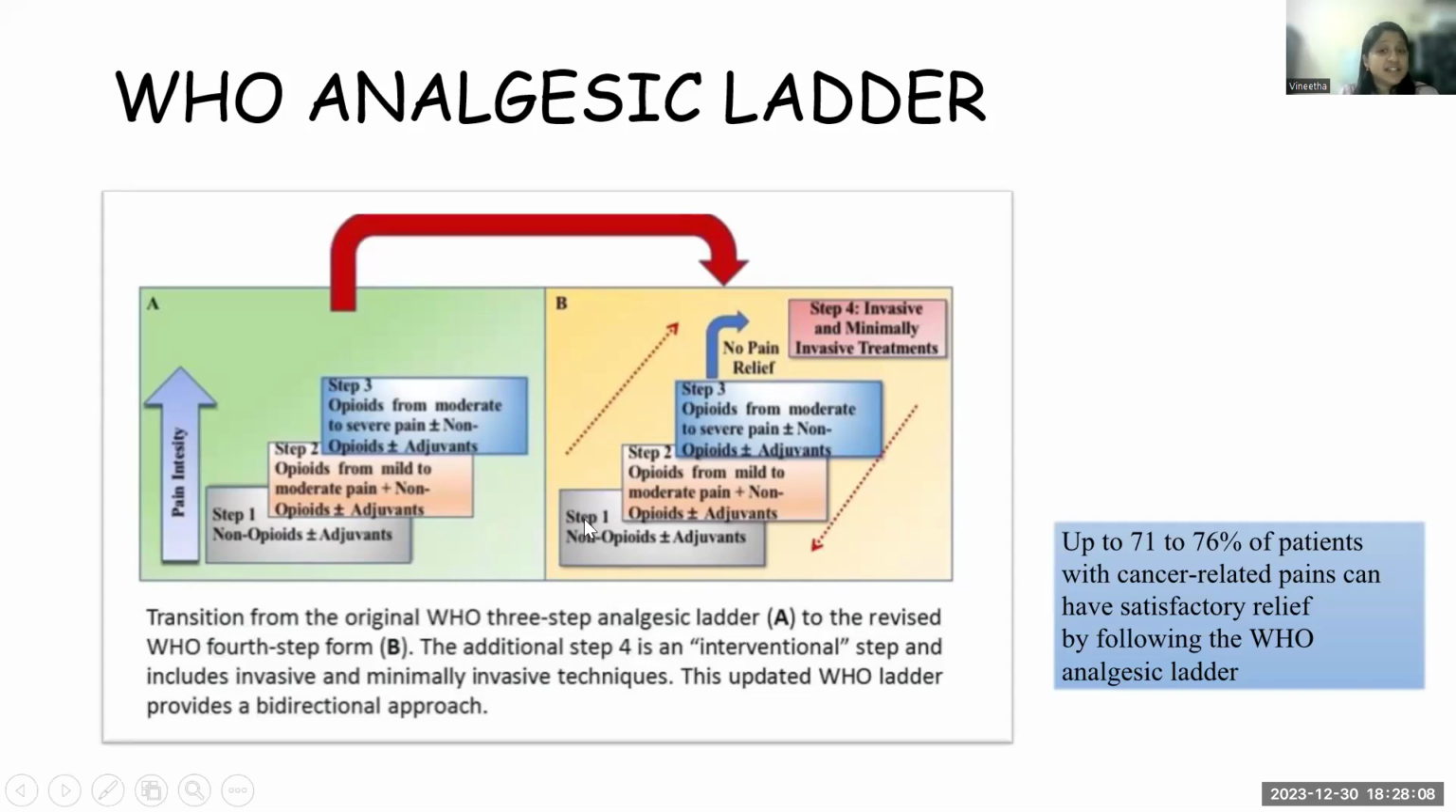It is not necessary that you always go from step 1 to step 2 to step 3 in that direction. If the patient is having severe pain, we can start from step 3 also. Step 1 is non-opioid analgesics like NSAIDs, paracetamol, plus or minus adjuvants. Step 2 means the weak opioids plus step 1 plus or minus adjuvants. And step 3 means the opioids for moderate to severe pain plus step 1 plus or minus adjuvants.